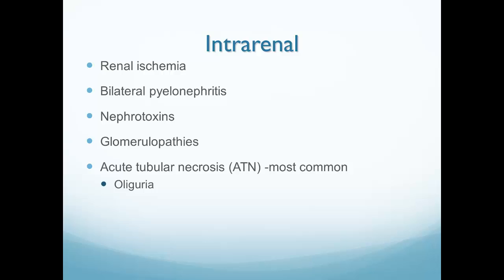Also, we can have infection. And acute tubular necrosis is one of the most common causes of having intrarenal type failure. Acute tubular necrosis, as the name implies, means we have necrosis of the tubules of the capsule of the kidney, and that's what's causing the patient to have intrarenal failure. ATN can be caused by infection, it can be caused by ischemia, and a lot of other conditions.